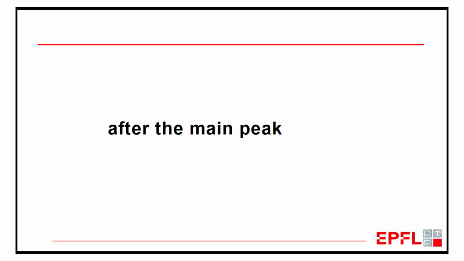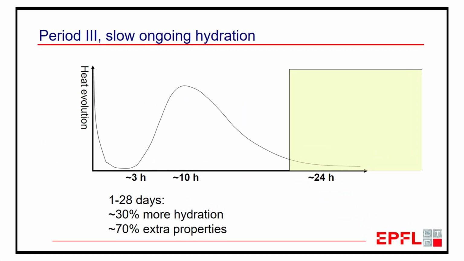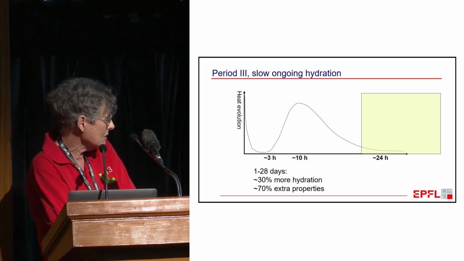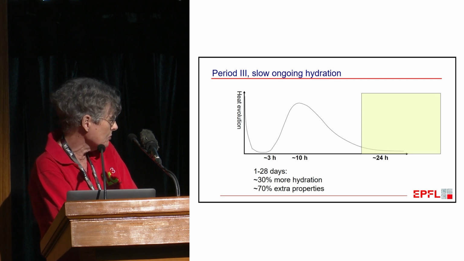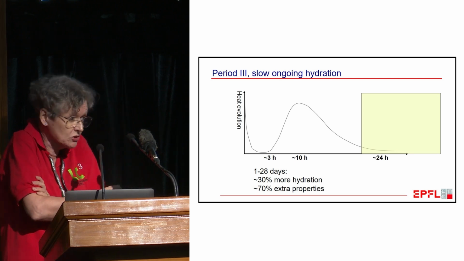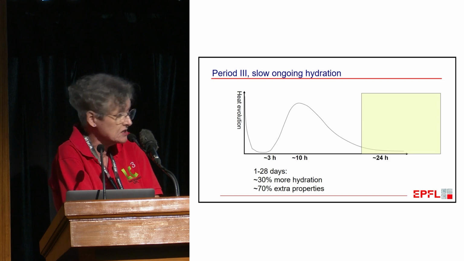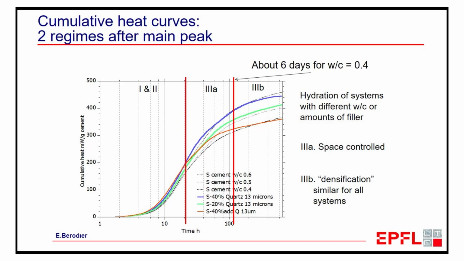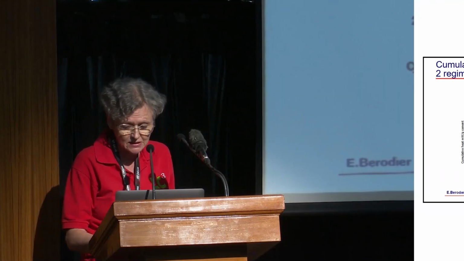So after the peak, we've still got a lot going on because, as I said, when the reaction slows down, we're just at 1 day, and we need to wait another 28 days or so to get the 30% more hydration, but that gives us 70% extra properties. So it's very important, this ongoing reaction. And again, what's happening there? Well, we did several theses on this. We did look at a number of parameters.